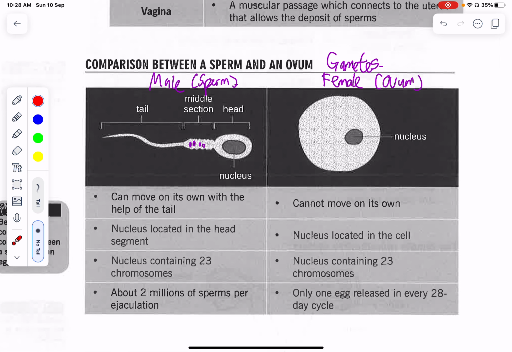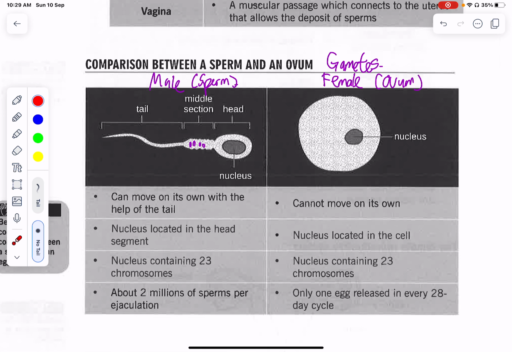The middle piece will contain a lot of mitochondria. This mitochondria will help to provide energy for the sperm to move and survive. Whereas the tail helps the sperm to move about. So with these features, the sperm is able to move on its own with the help of the tail. The nucleus is located in the head segment. The nucleus will also contain 23 chromosomes, and there are about 2 million sperms per ejaculation.